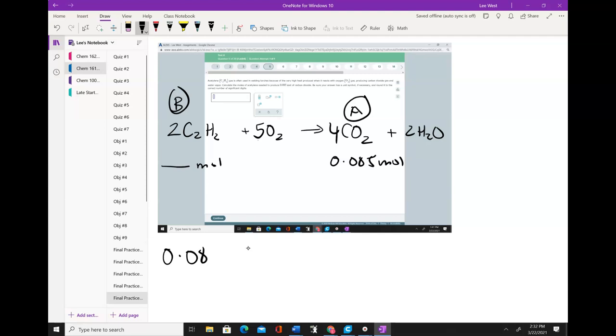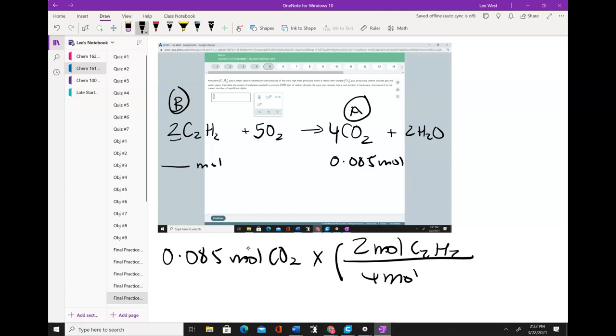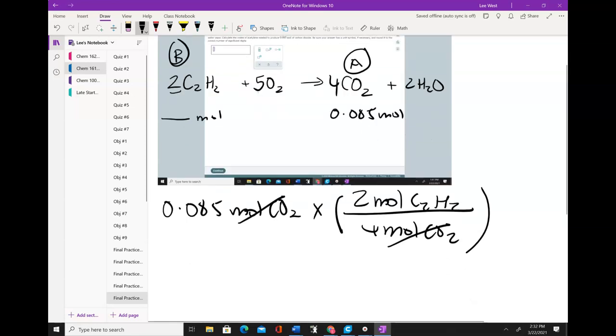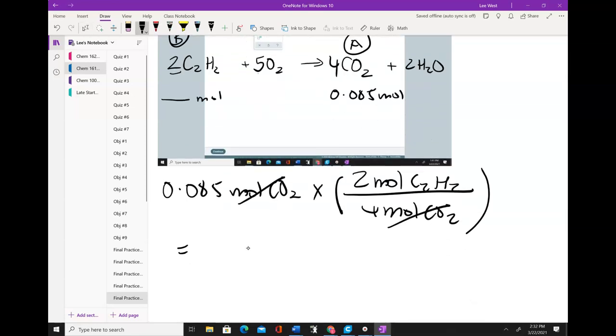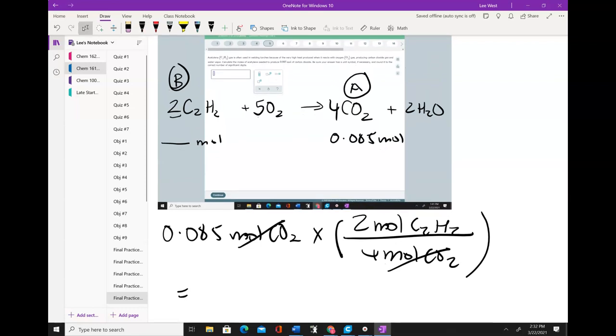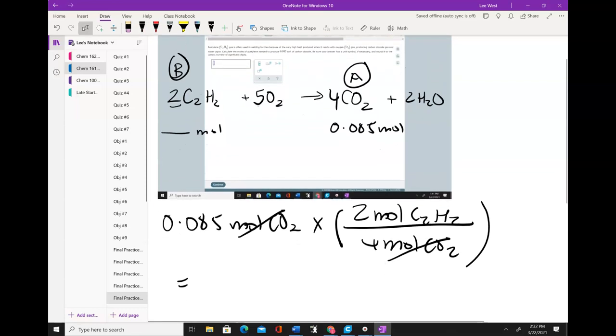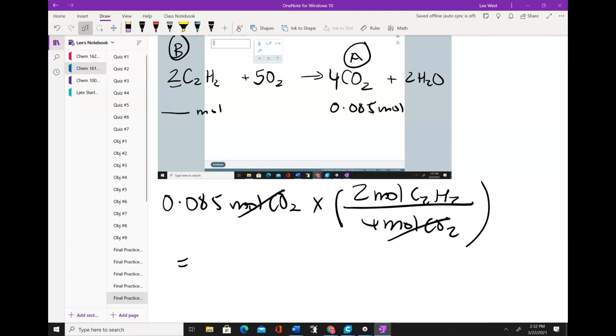So 0.085 mole of carbon dioxide multiplied by, and according to my balanced equation, I need 2 moles of acetylene for every 4 moles of CO2. Cancel my units. I've got to halve that amount. All right. So now sig figs, we're going to be going out to 2 significant figures because 0.085 has 2 significant figures.